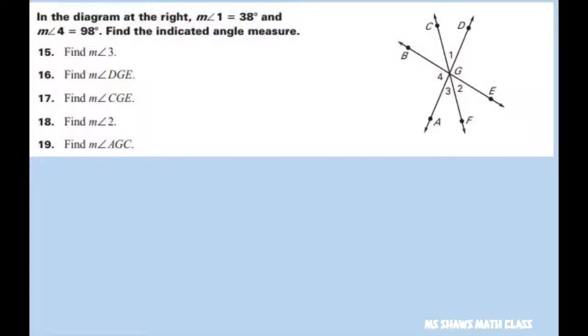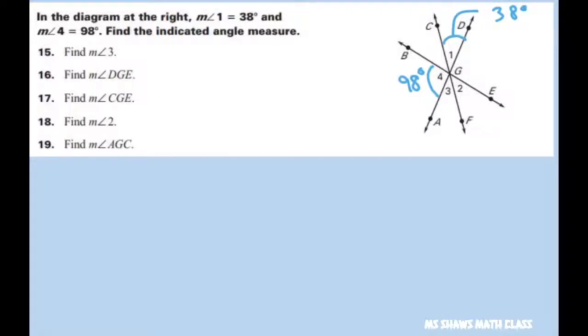Hi everyone, we're going to use the diagram at the right where the measure of angle 1 is 38 degrees and the measure of angle 4 is 98 degrees, and find all these measures. So the first thing we're going to do is find the measure of angle 3.